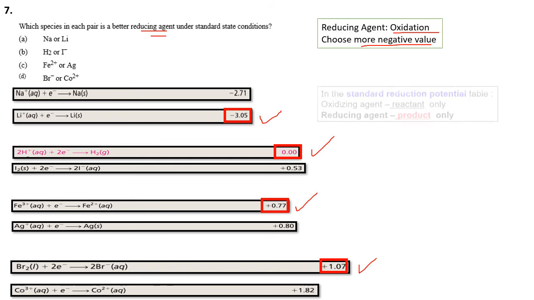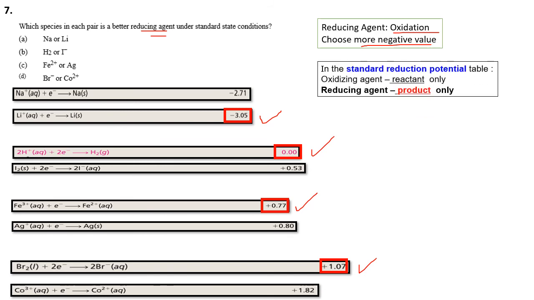If you still remember, in the standard reduction potential table, for the reducing agent, we look at the product only. Meaning this one is hydrogen, this one is Fe2+, and this one is 2 bromide ions. Here, you cannot give lithium plus, this one cannot, because we just refer to the product only. Clear? But while we compare, we still compare the value of standard reduction potential.